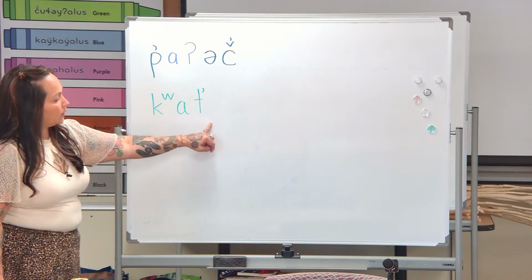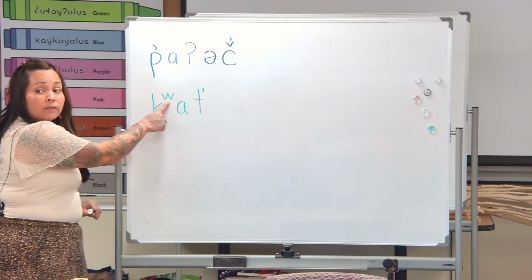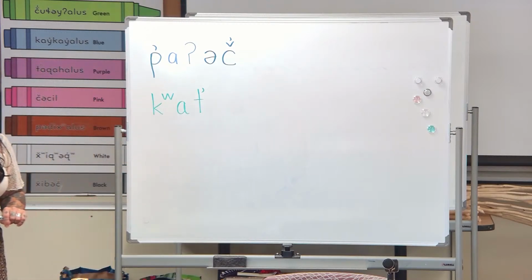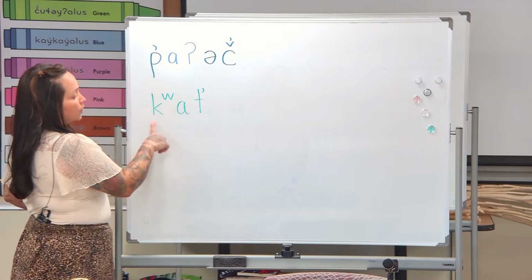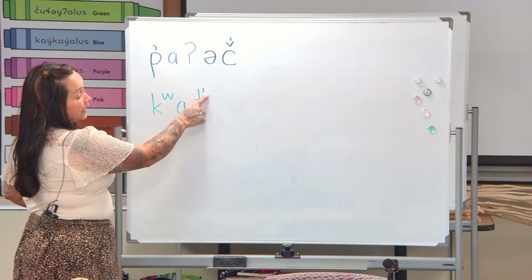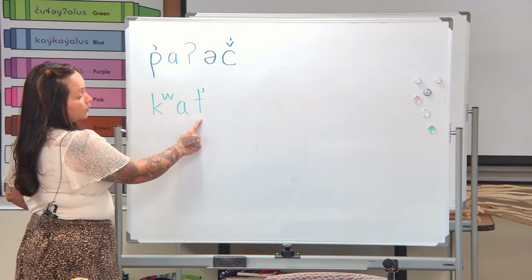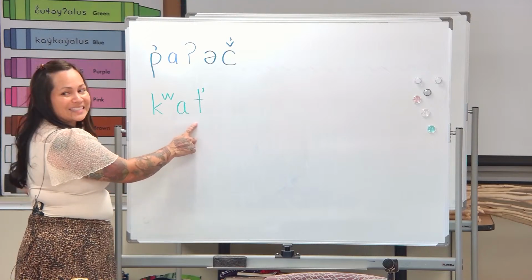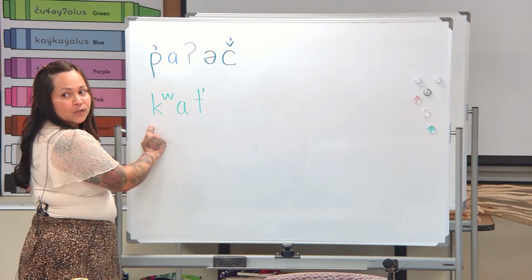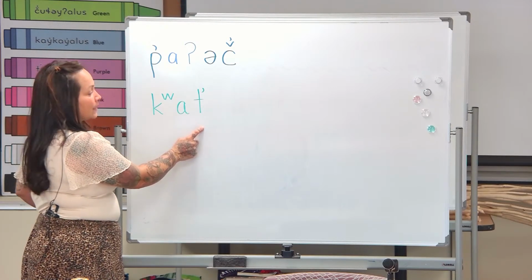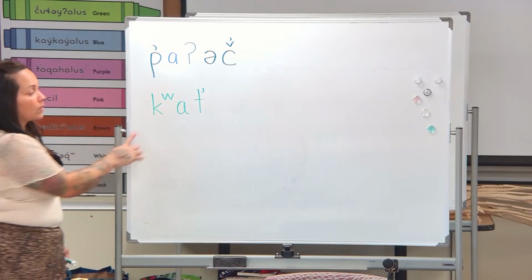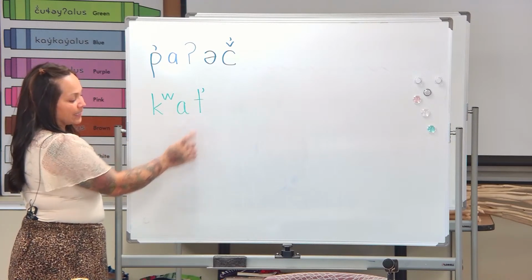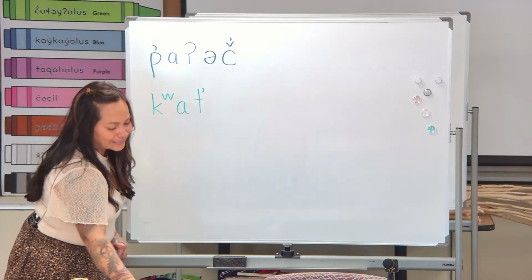Next one. What do we do when we have the raised W? We're going to round our lips. And then we have a glottalized T, so we're going to force that sound. Quat. Also, the reminder that this K is coming from the front of our mouth. Quat.